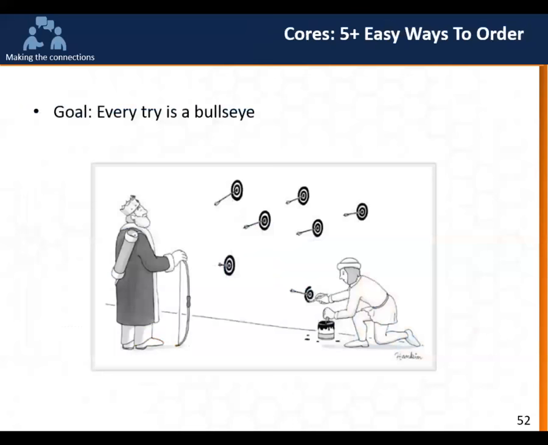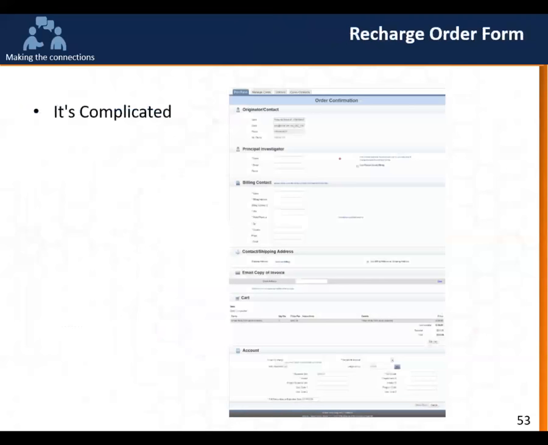Next, I'm going to show how we make ordering easier. Like the king that shoots the arrow and everything's a bullseye, we're trying to make it easier, because once you get to the actual order page, there's a lot here. You have the originator, the PI's contact information, a billing address, shipping address, the details of the order, and then the chart field. We have the hardest problem with getting chart fields right, because students can order stuff and they just make up whatever they want.